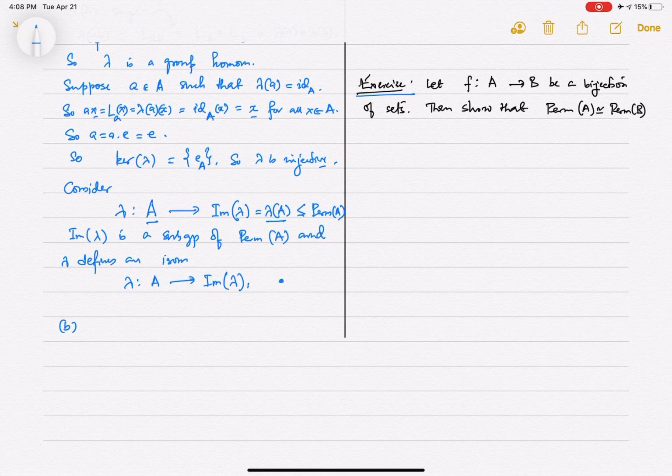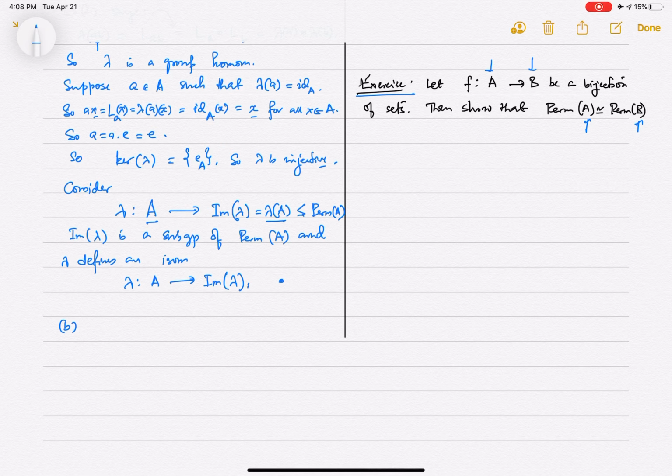And this is very intuitive. It says if two sets are in bijection, then their permutation groups are isomorphic. If you can match up the elements of two sets, then permutations of one set define permutations of the second set, and this becomes a bijection. So this I'll leave for now. We'll do it next time.